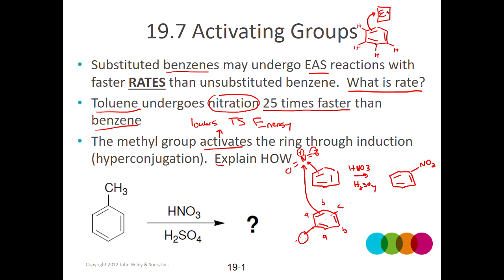And so we want to be able to explain how that works. And at the same time, we're going to look at whether or not the nitro group's more likely to connect at position A, B, or C, because those two things are related. So that's what we're going to talk about next. Try to explain why the methyl group affects the transition state energy for the aromatic pi electrons attacking the nitro group.